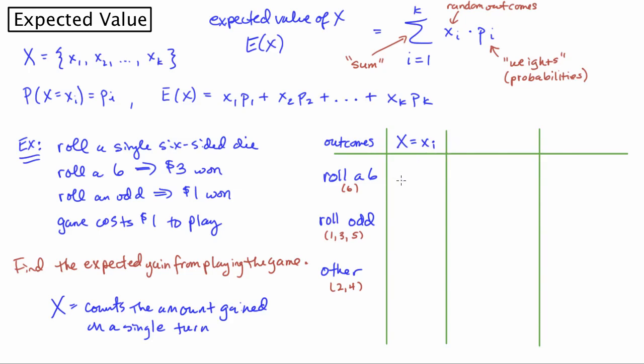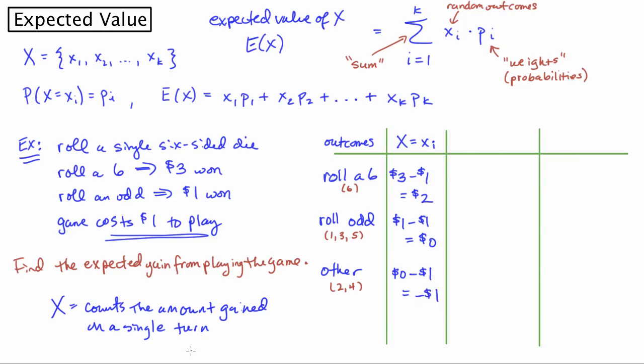So in the case of rolling a 6, what is the amount gained on a single turn? Well, you win $3, but it costs you $1 to play. So the amount gained on a single turn would only be $2 there. If you roll an odd, you win $1, but it also costs $1 to play, so you're only really breaking even in that case. And then finally, in the case of the other, you're not winning any money, and it still costs you $1 to play, so this is where you actually could end up losing.